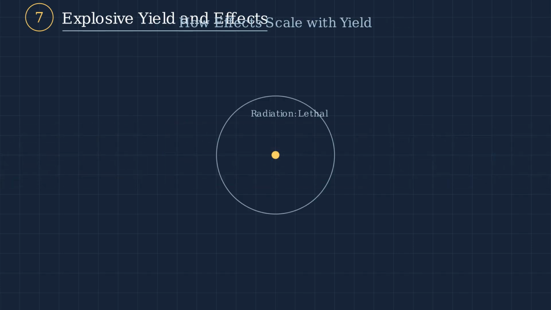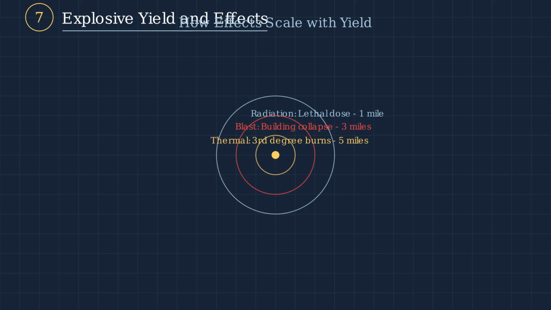For a 1 megaton weapon, lethal radiation extends about 1 mile, while building-destroying blast waves reach 3 miles from the epicenter. Third-degree burns from thermal radiation can occur up to 5 miles away. Initial radiation bursts occur within the first minute, while fallout effects continue much longer. Each tenfold increase in yield, such as from 1 to 10 megatons, increases the damage radius by approximately 3 times.